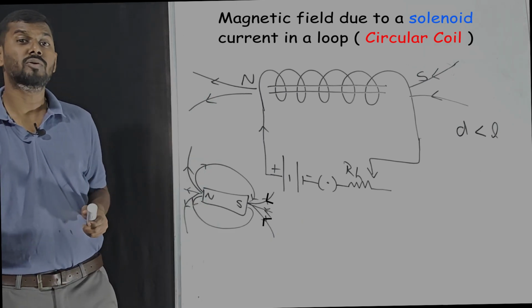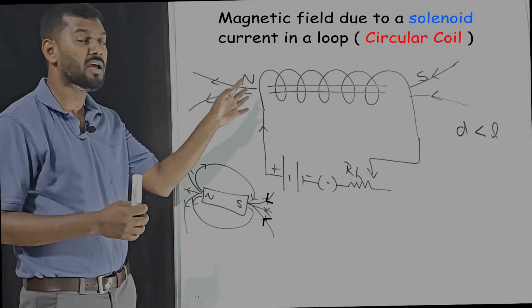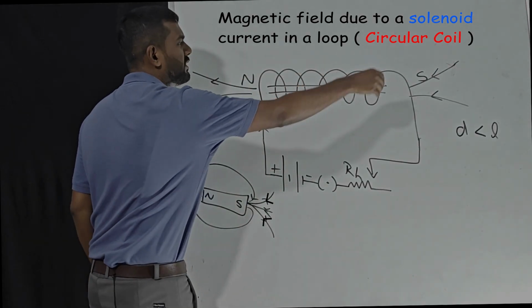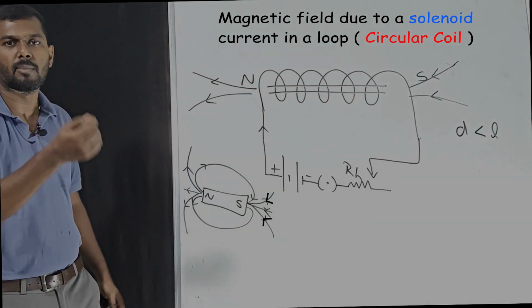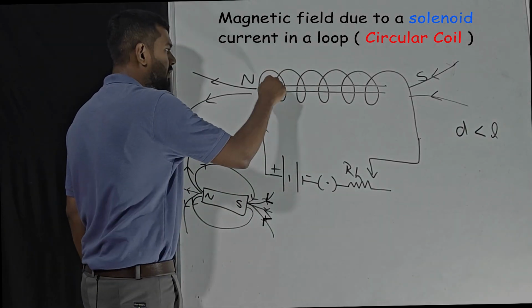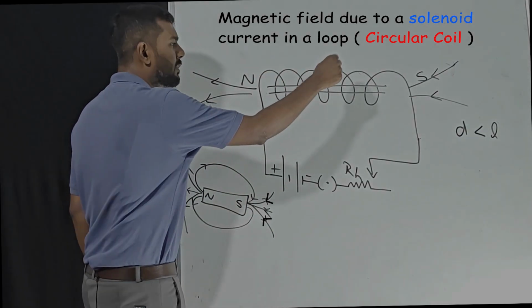Now we'll learn how to increase the magnetic field in a solenoid. See, the first thing is by increasing the number of turns. This is called one turn. These are the number of turns.